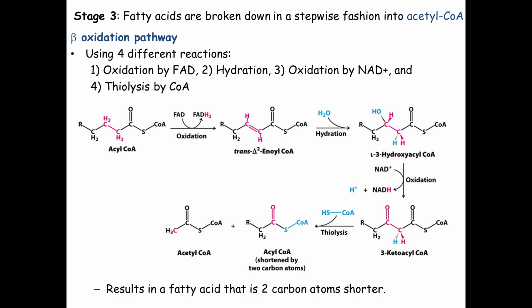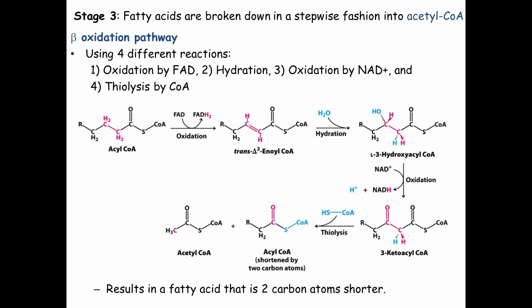We start with a long tail attached to a CoA, right? An acyl group attached to a CoA. We do an oxidation, gives me a double bond. And out of that, I get an FADH2. And we already covered what happens in the electron transport chain. That can be used to pump some protons. So I can get some energy out of that.